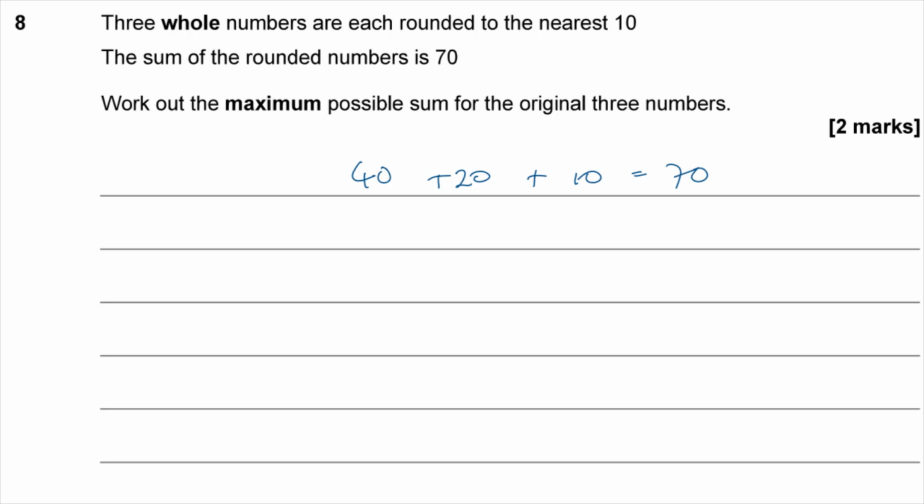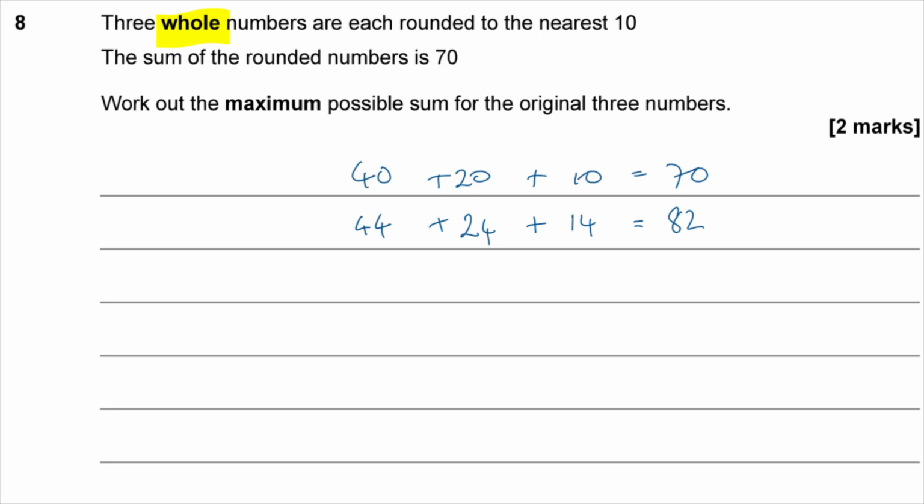Okay, so what is the maximum number that would round to 40? Now remember, these are whole numbers, so they can't be like point anything. So the biggest number that rounds to 40 is going to be 44, isn't it? Because 45 would round up to 50. Similarly, the largest number that rounds to 20 is going to be 24, and the largest number that rounds to 10 is going to be 14. So if you add those up, you're going to get what? 4, 8, 12 more than 70. It's going to be 82. Okay, so that's one possibility.